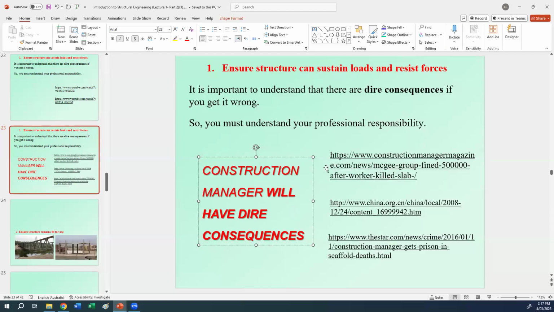And here are three examples of some of the consequences that happen due to poor design and also poor decisions from the construction manager.